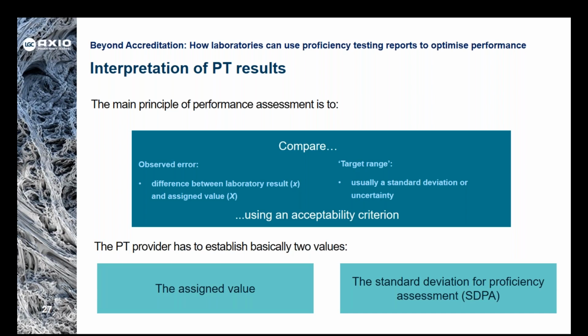LGC provides two values, the assigned value and the standard deviation for proficiency assessment. Participants can use both of these values to see how far they vary from the target. They can look at the target range to see if they are within acceptable limits and determine if they are on the high or low end of the range.